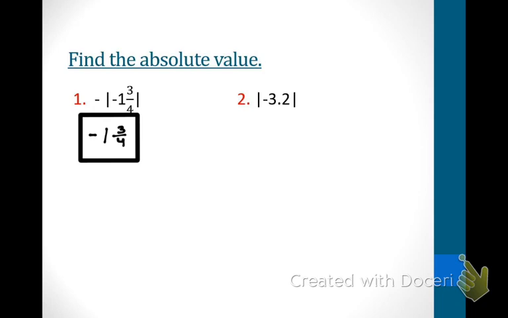Does anyone want to do number 2 for me? All right, Nikki, what's the absolute value of negative 3.2? 3.2. Good job. It's just 3.2 because it's 3.2 places away from the 0. Okay, any questions about absolute value? All right, let's move on to the next one.